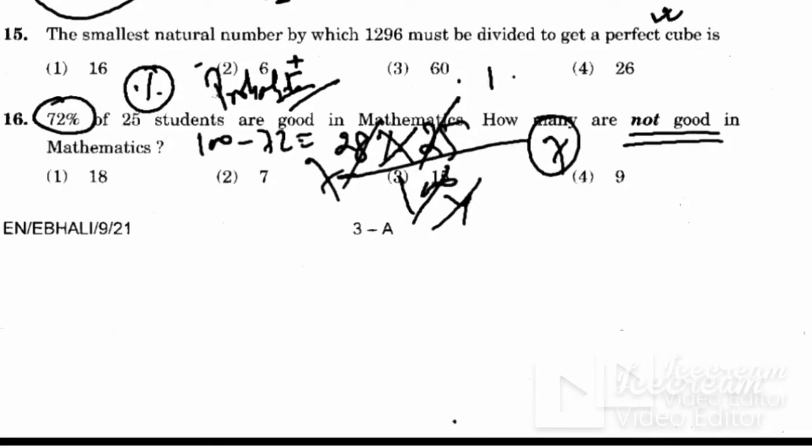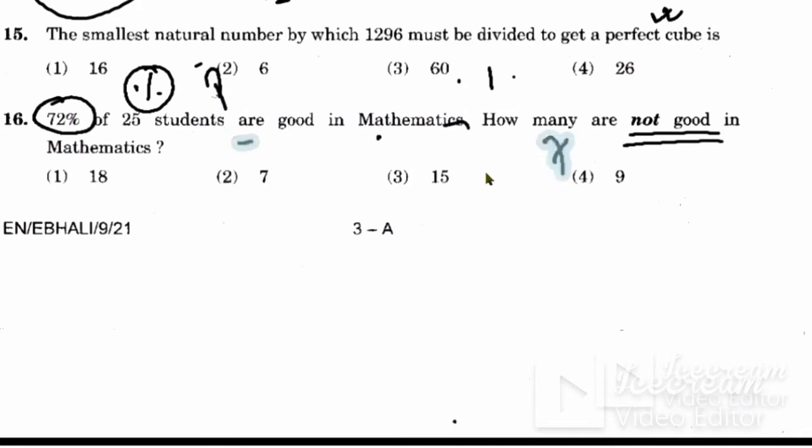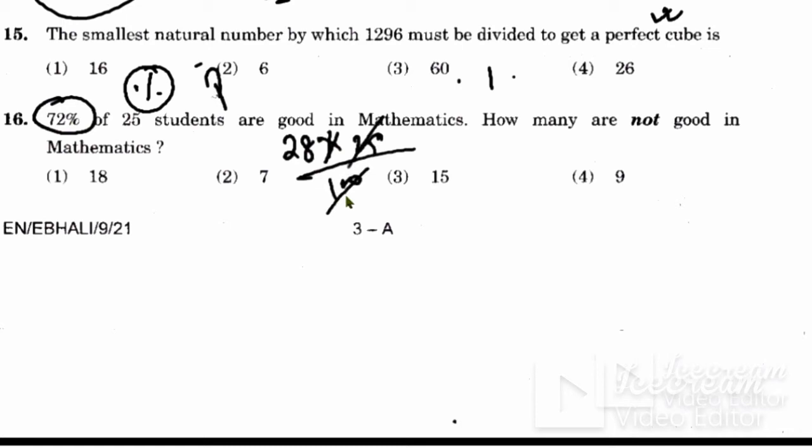So what do you have to do here? Simply see how many are not good in mathematics. Subtract 72 from 100, so that will be 28%. So 28% of 25 is what? 28 into 25 divided by 100. 25 for the 100, 4 for the 28. So 7 students are not good in mathematics.